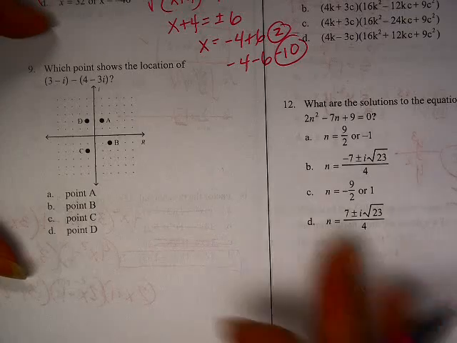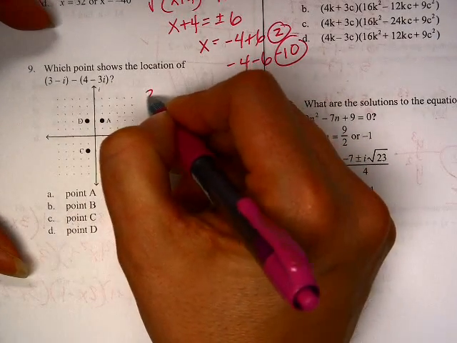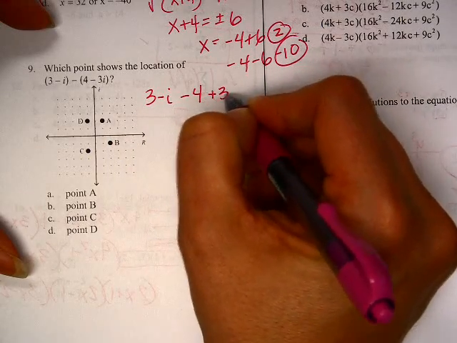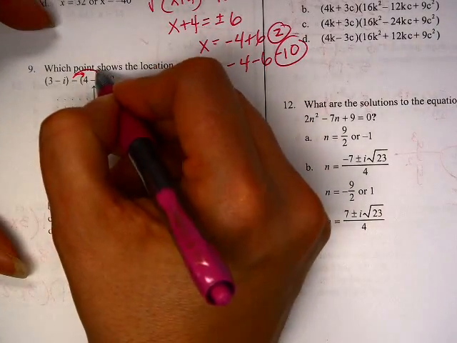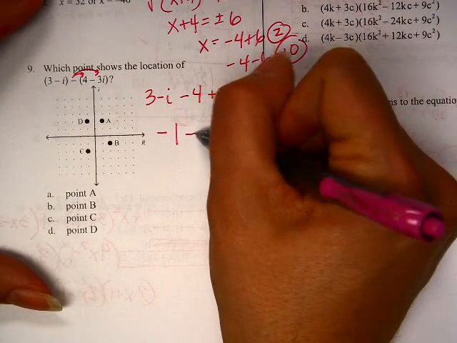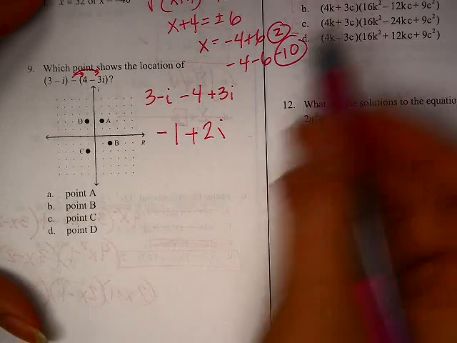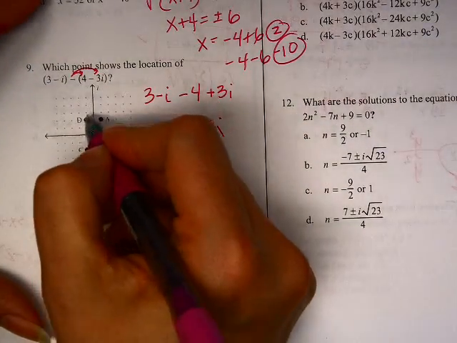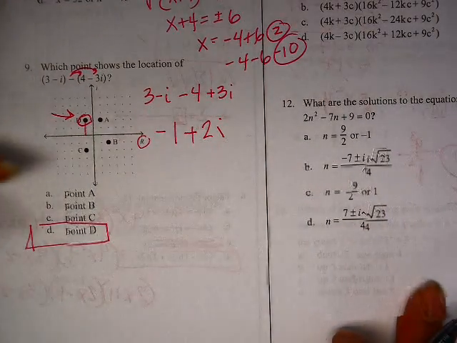Alright, number 9. I need to graph this, not graph this, but simplify this first. So I am subtracting two numbers. I have this number minus this number, and if you notice what I did, sneaky, is I remembered to distribute it out. So then I combine like terms. I get what? A negative 1 plus a 2i, which is negative 1 in the real direction and positive 2 in the imaginary direction. So D would be our answer.